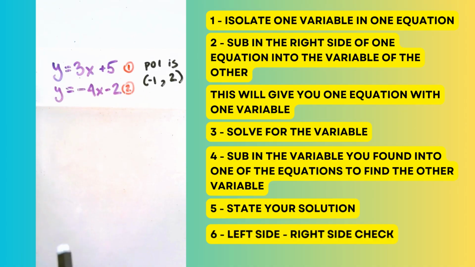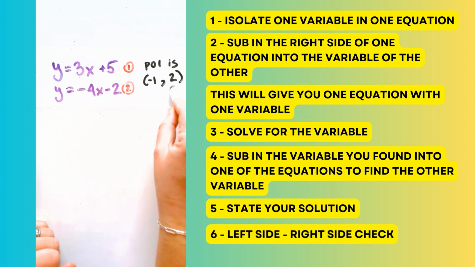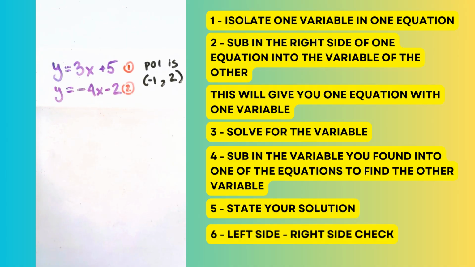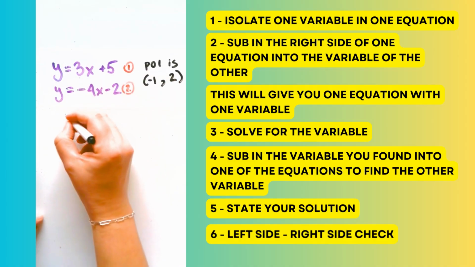We can do a mental check to see if it works for both equations. But if this is a test, you'll very likely be asked to do something called a left side, right side check. A left side, right side check is a method to make sure that your point of intersection or your solution works for both equations. So let me show you how to do it. We're going to do it for each equation. Let's start with equation 1.